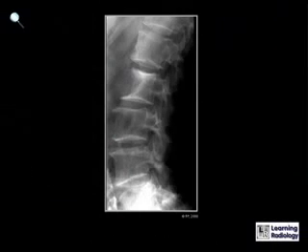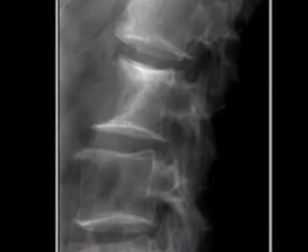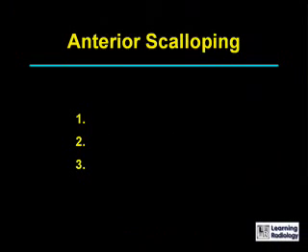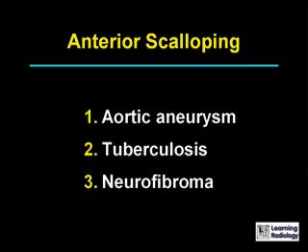Here is the next differential diagnosis. Pause the player. The differential diagnosis is for anterior scalloping of the spine. There are 3 causes listed. Pause the player. 3 causes of anterior scalloping of the spine include aortic aneurysms, tuberculosis, and neurofibromatosis.